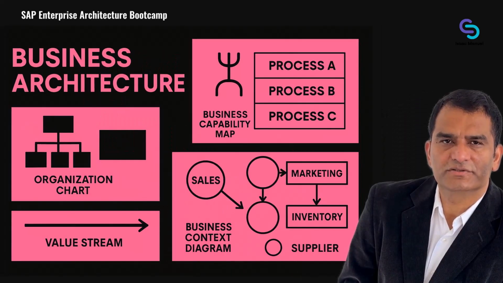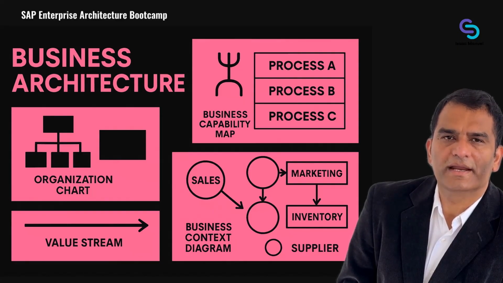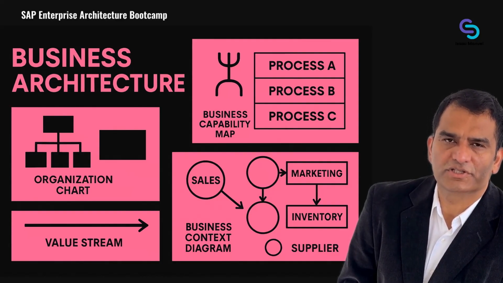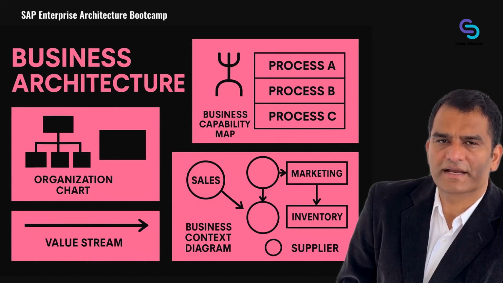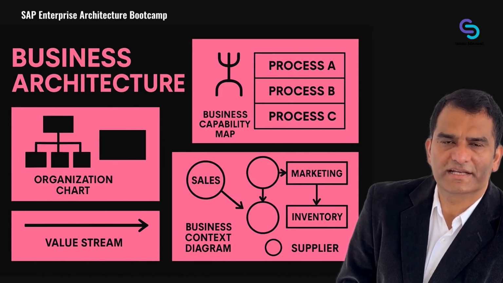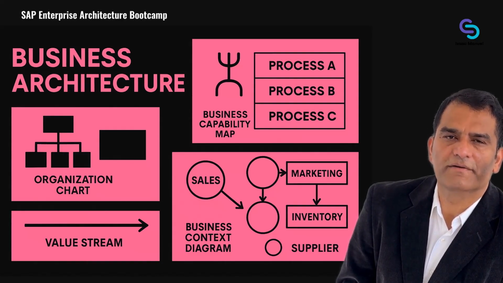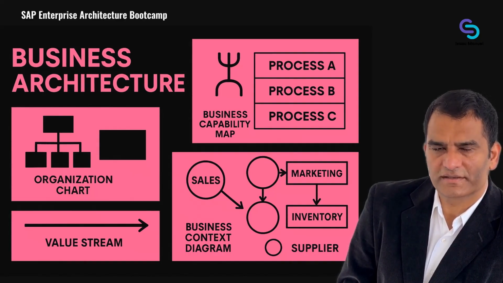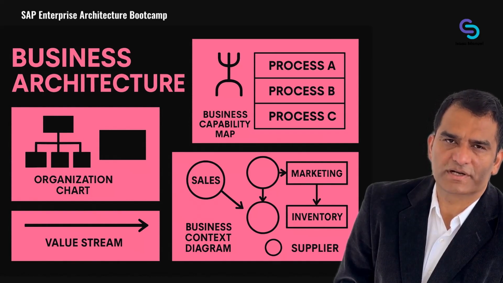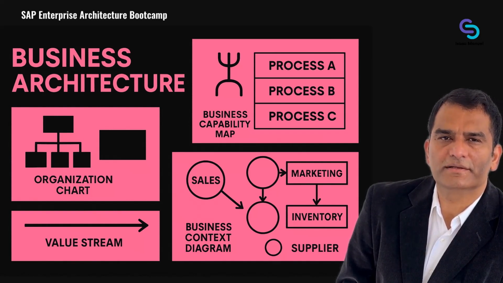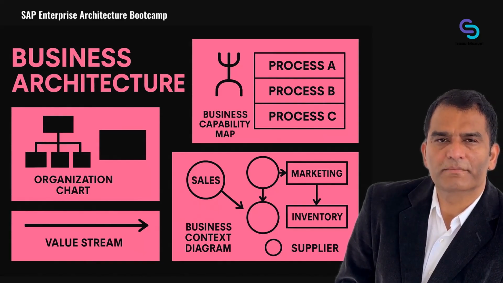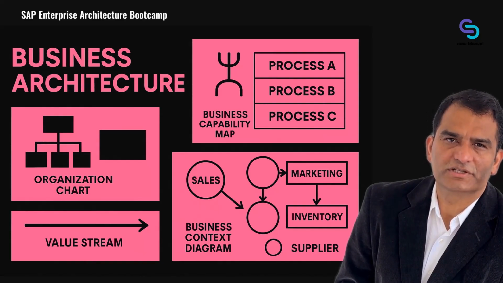In the business architecture phase, architects model and analyze the business aspects. You might create a business capability map, a structured depiction of what the business does, and business process maps for key areas. Other possible artifacts: organization charts, value streams showing how value is delivered end to end, and business context diagrams that illustrate the high-level interactions between the business and outside parties or between business functions.